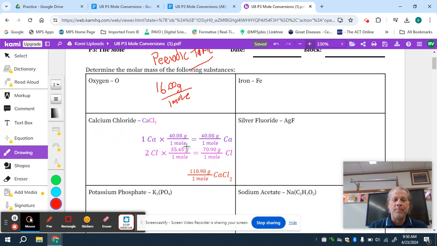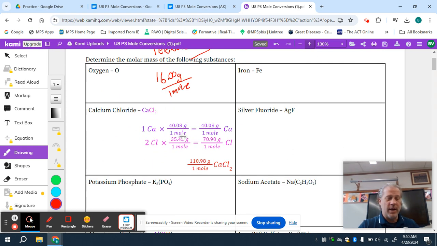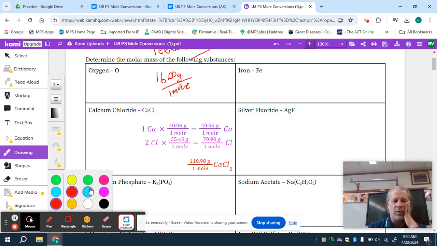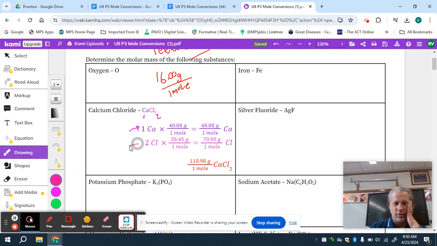Down below here, I've calculated the molar mass of calcium chloride for you, but there's a couple of things that I want to highlight. For example, in the formula for calcium chloride, there's no number behind calcium, so there's only one of them, which is why there's a 1 here. And after the chlorine, there's a 2, so that tells me there's 2 of them, which is why there's a 2 here.